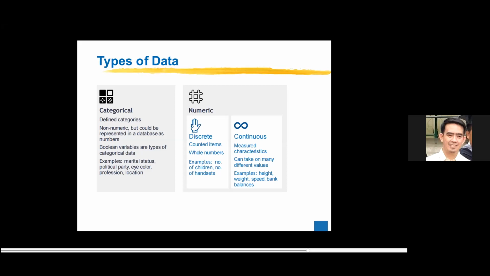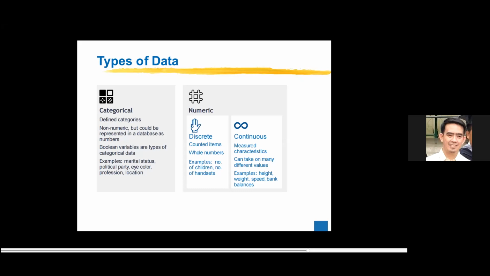We also have numeric. So when we talk about numeric data, we're talking about either discrete or continuous data. So when we talk about discrete data, we're talking about counted items or whole numbers. So examples are number of children, number of handsets. So when we talk about that, so counted values with minute discrete, okay? But when we talk about numeric data continuous, this refers to measured characteristics. Ano? Measured, ibig sabihin nasusukat as in weight, height, age, bank balances, car speed, etc., etc.